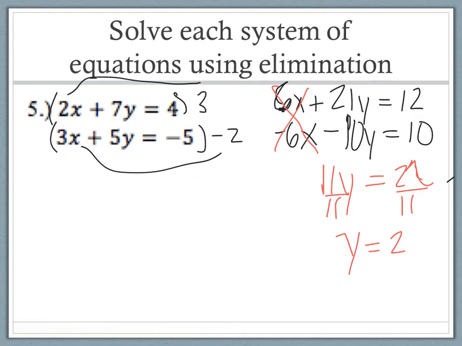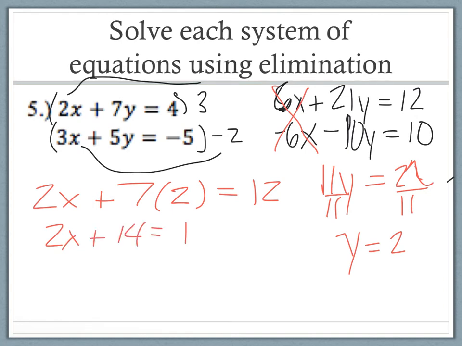I'm just going to use the top equation. So 2x plus 7 times whatever y was, which is 2, equals 12. Okay, so 2x plus 14 equals 12. Subtract 14 from both sides, so 2x equals negative 2. Divide by 2, x equals negative 1. Okay, so my point is (-1, 2).